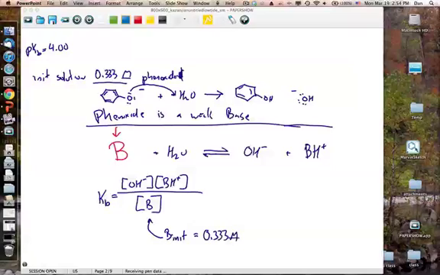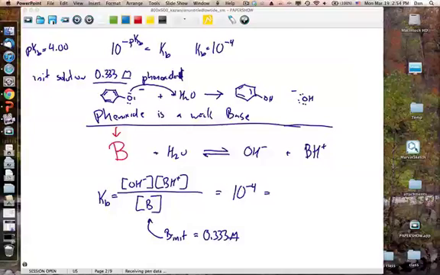That's not enough to solve the problem. We also need Kb, but they don't give us Kb, they give us pKb. Lucky for us, we know that 10 to the negative pKb will equal Kb. So Kb equals 10 to the negative 4th for that compound. We can set this equal to 10 to the negative 4th.